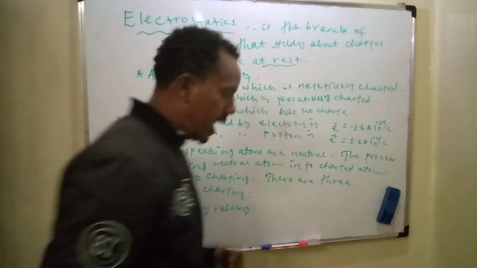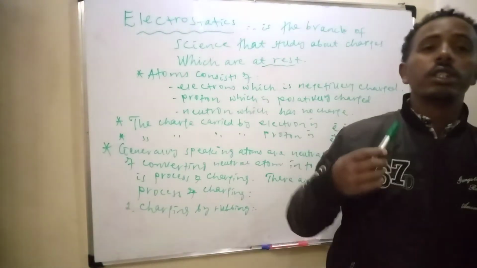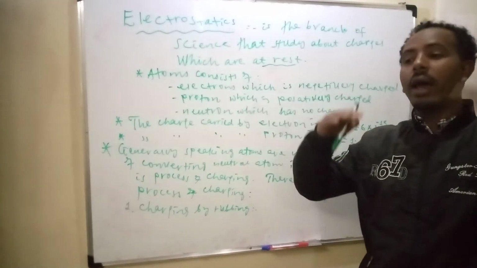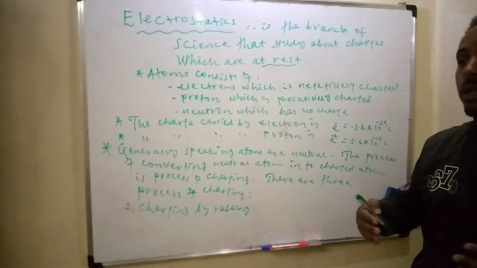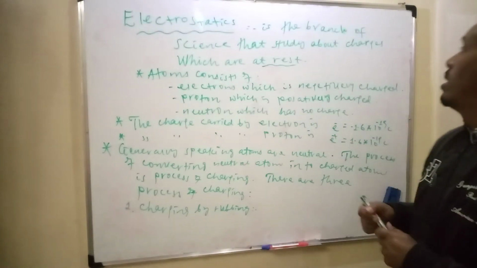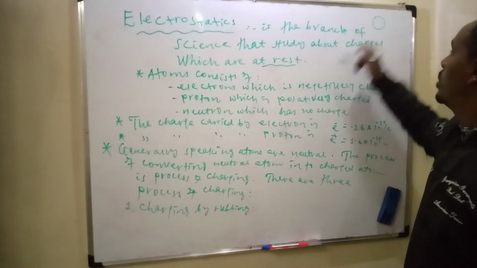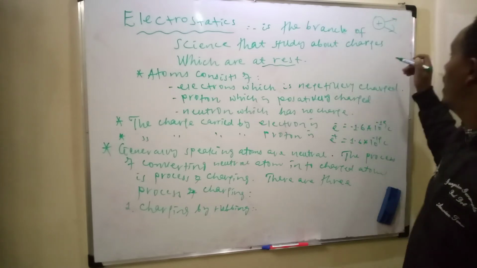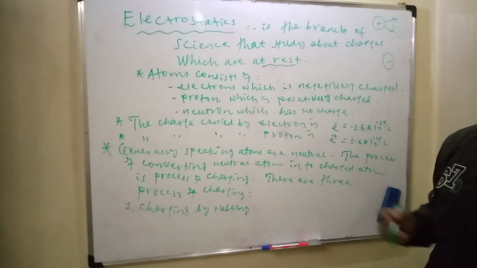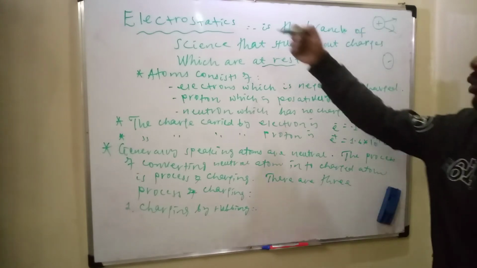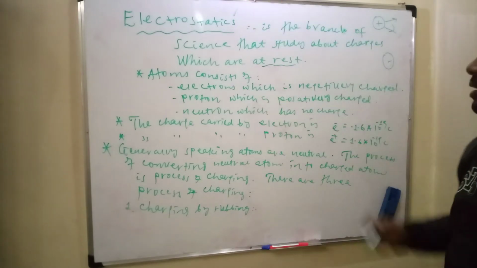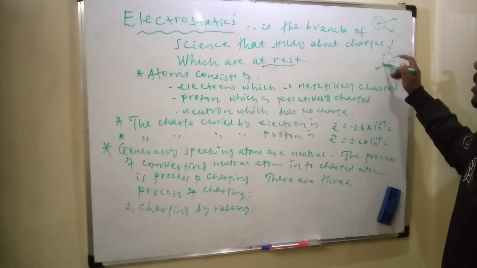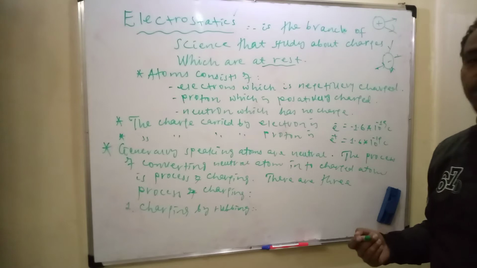Electrostatics is the branch of science that studies charges which are at rest. When charges are at rest, there is a field from the charge. For example, from a positively charged body, field lines point away from the body. Whereas if the body is negatively charged, with rest charge, field lines point towards the negatively charged surface.